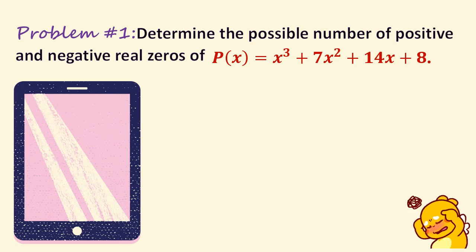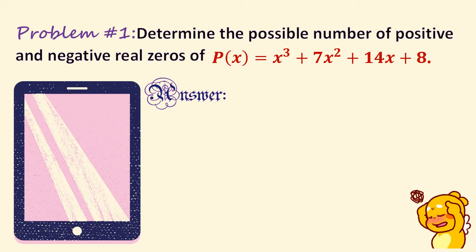Okay, so let's have here problem number 1. Determine the possible number of positive and negative real zeros. So here in our polynomial function, first of all, before we look for the possible number of positive and negative zeros, and at the same time the imaginary or complex zeros, of course we need to be particular first with how many zeros we are supposed to have out of this given polynomial function.